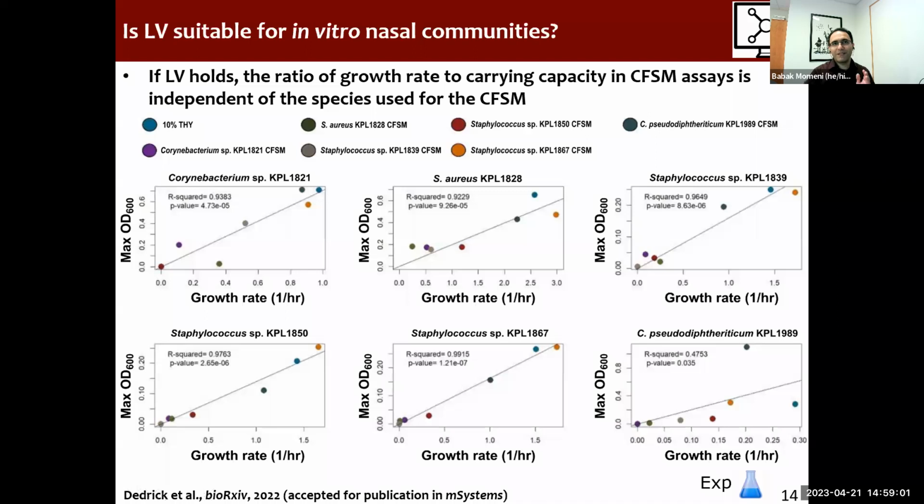And that tells us that in this environment, which is about 10% THY, so we've reduced the concentration of a rich medium to bring the concentration of nutrients to levels similar to what has been observed and measured in the nasal passage. And we see that in that environment, things seem to align pretty well along that line. So R to K ratio seems to be constant regardless of where the CFSM is coming from.